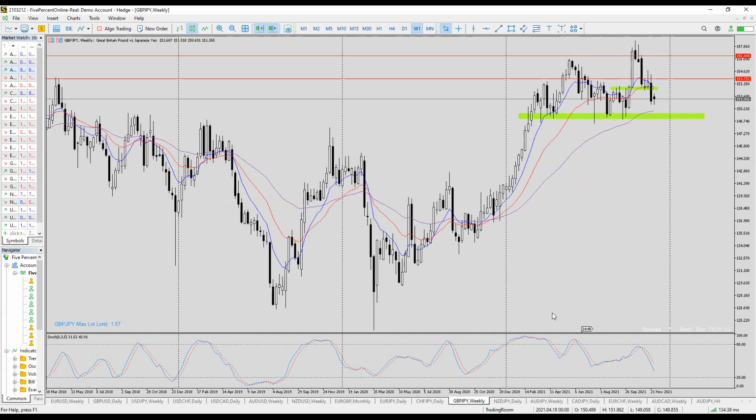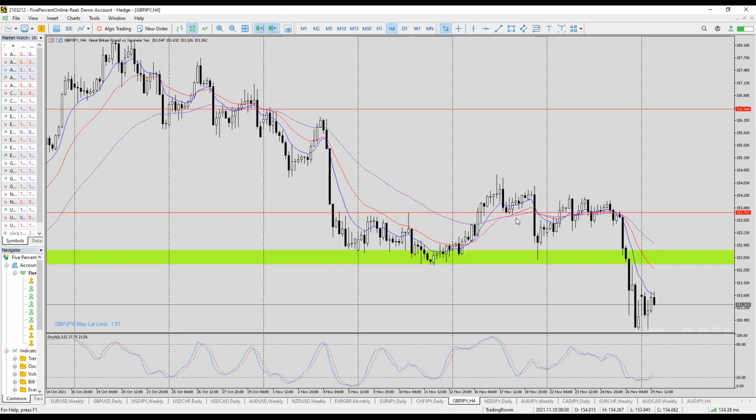Pound yen has confused lots of traders last week because for most of the week last week it ranged or moved sideways before it broke to the downside. The immediate resistance area is around here, the bottom of this green rectangle. For now, it's still stuck below the 9 EMA.